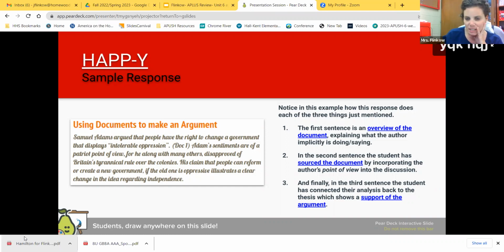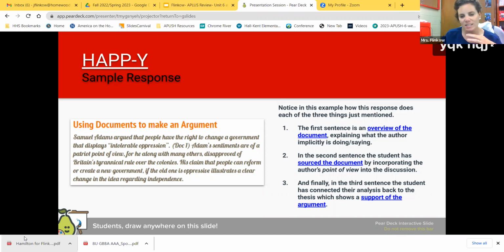The second sentence is how it is sourced. Adams' sentiments are of a patriot point of view, for he, along with many others, disapproved of Britain's tyrannical rule over the colonies. All right, I want to point out, do you remember how I said if you're doing point of view or audience, you just can't say the point of view is? If this person would have said Adams' sentiments are of a patriot point of view and stopped there, he would not have gotten the source point, because we don't know what that patriot point of view is. After the comma is where we find out what that point of view is.